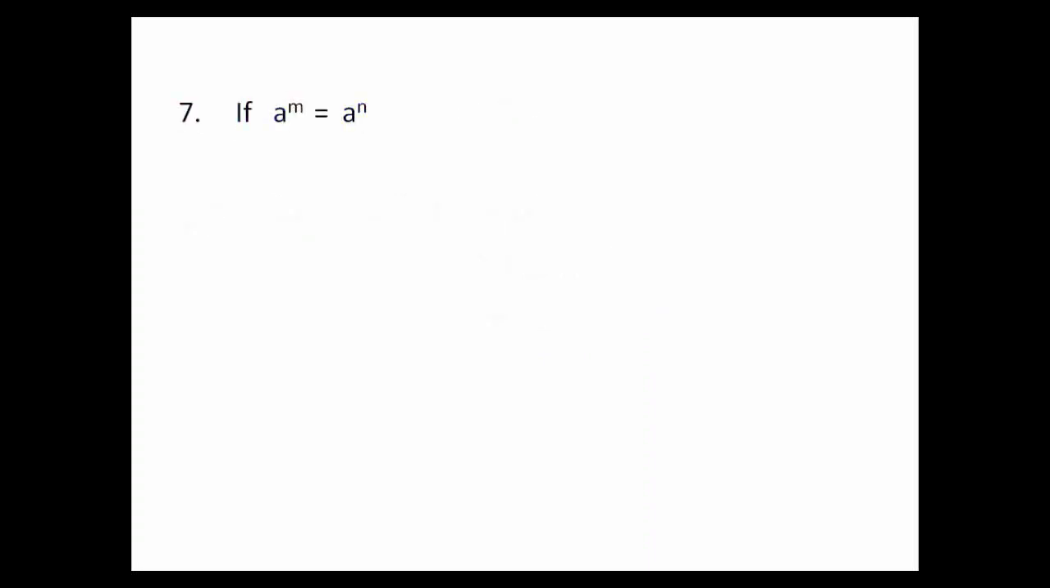Next, if a to the power m is equal to a to the power n. Now here they are given in equation form. If a raised to the power m is equal to a raised to the power n, what will happen then? Then we can say that m is equal to n, provided a is greater than 0 and a is not equal to 1. So a should be greater than 0 and a should not be equal to 1.